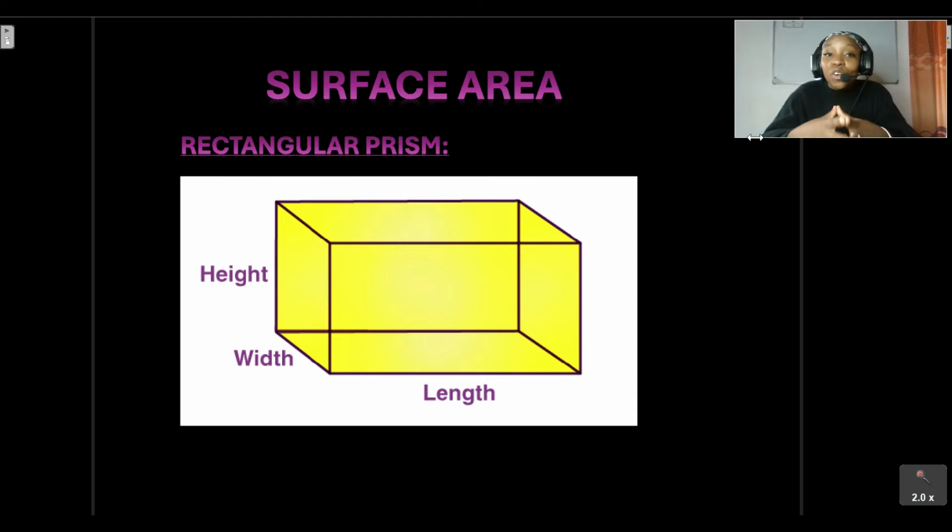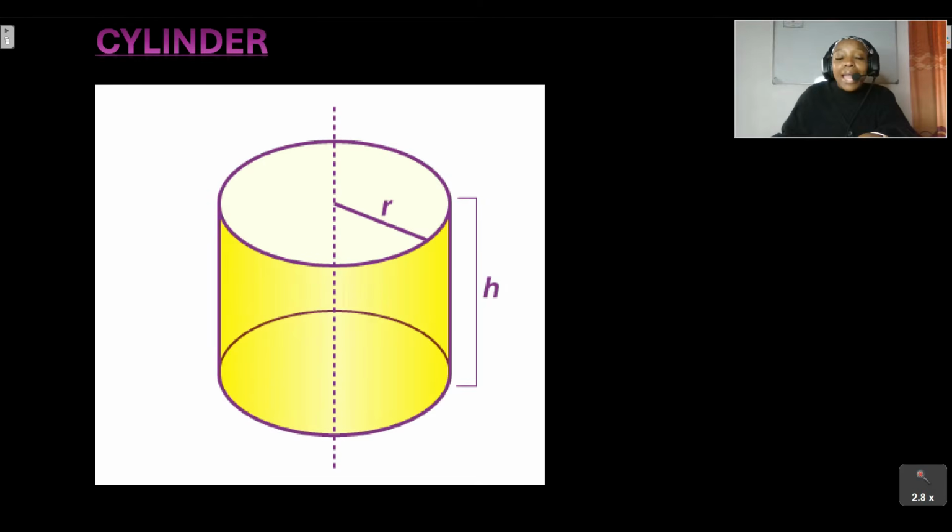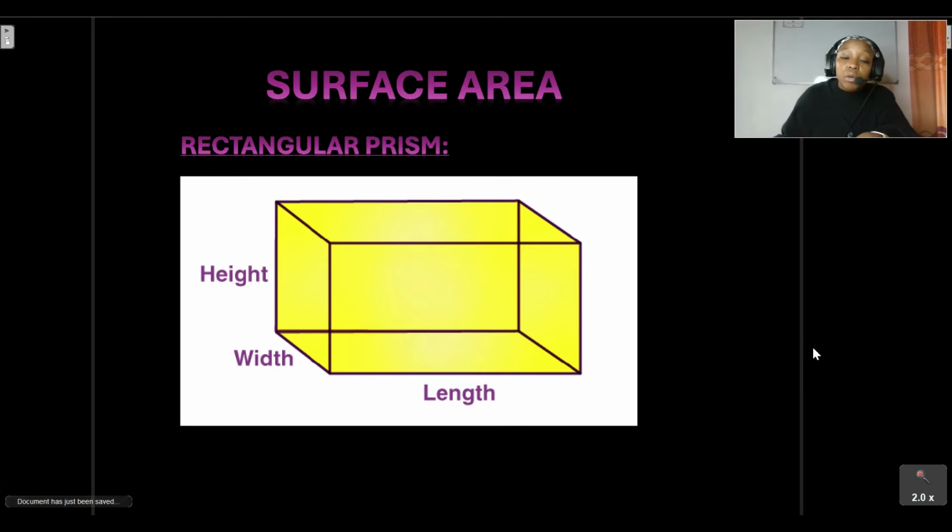So on today's video tutorial, guys, we are going to be diving into the topic of surface area. I'm going to be defining what surface area is, and how we come up with the formulas that we use to help us calculate the surface areas of your rectangular prism, your cylinder, as well as your cube. We're also going to be looking at a few examples together where we will be applying those formulas to help us calculate the surface areas of the given shapes.